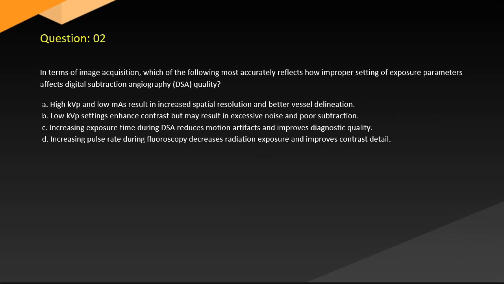Question 2. In terms of image acquisition, which of the following most accurately reflects how improper setting of exposure parameters affects digital subtraction angiography, DSA, quality? A. High kVp and low mAs result in increased spatial resolution and better vessel delineation. B. Low kVp settings enhance contrast but may result in excessive noise and poor subtraction. C. Increasing exposure time during DSA reduces motion artifacts and improves diagnostic quality. D. Increasing pulse rate during fluoroscopy decreases radiation exposure and improves contrast detail.